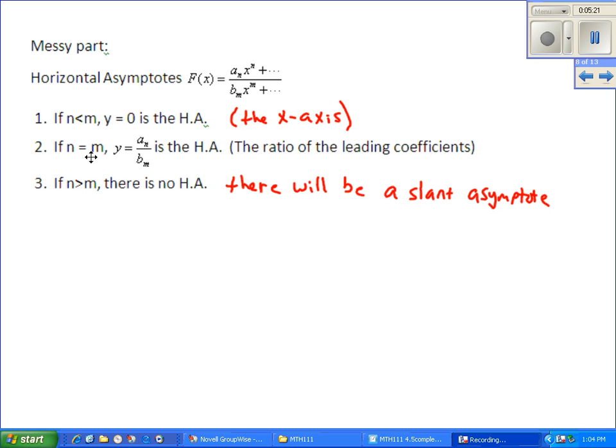If the degrees are the same, like a second degree over a second degree, then y equals the leading coefficient over the leading coefficient is going to be the horizontal asymptote. And if at the top the numerator has a larger degree than the denominator, there will not be a horizontal asymptote, but there'll probably be a slant asymptote.